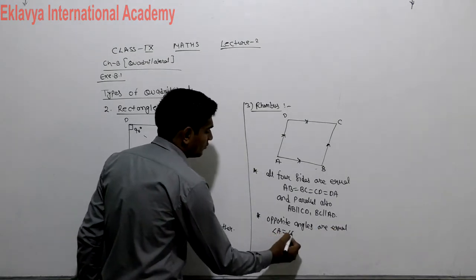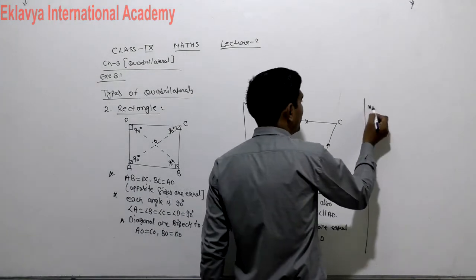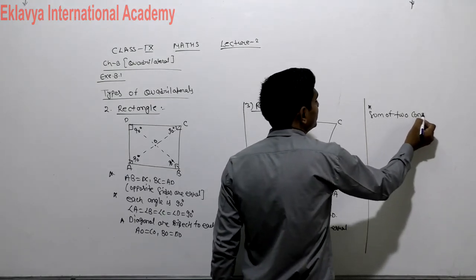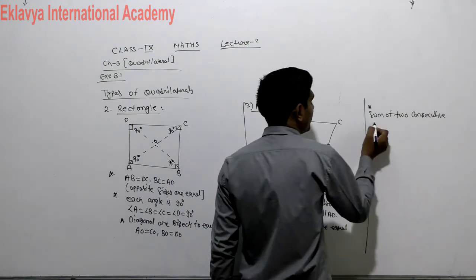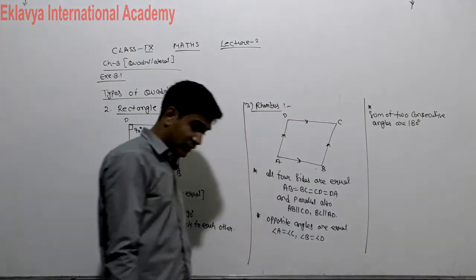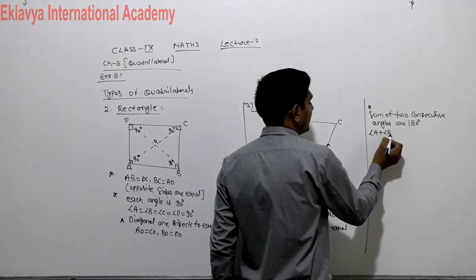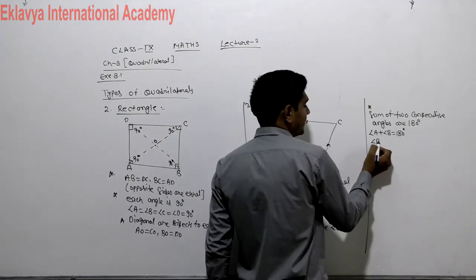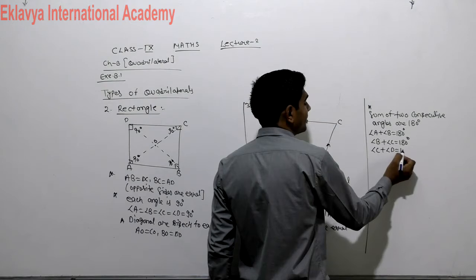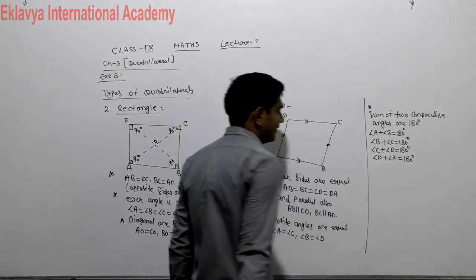Angle A is equal to angle C, angle B is equal to angle D. Next property is that the sum of two consecutive angles is 180 degrees. Meaning angle A plus B is equal to 180 degrees, angle B plus C is 180 degrees, angle C plus D is 180 degrees, and angle D plus A is equal to 180 degrees.